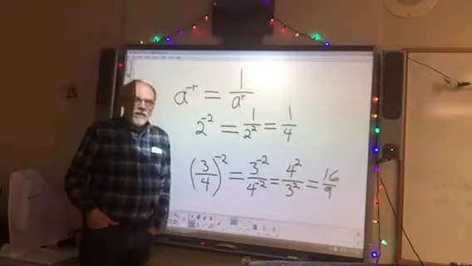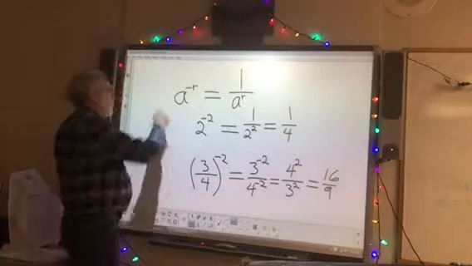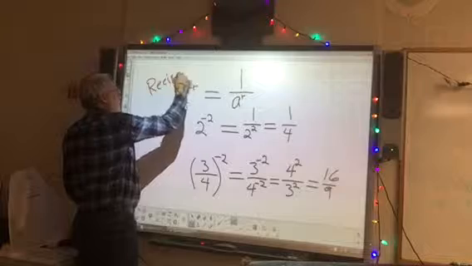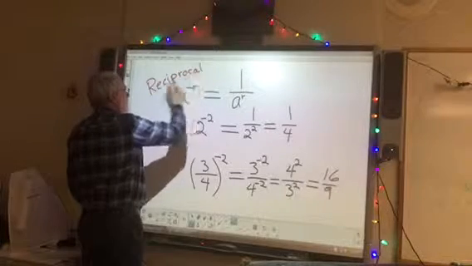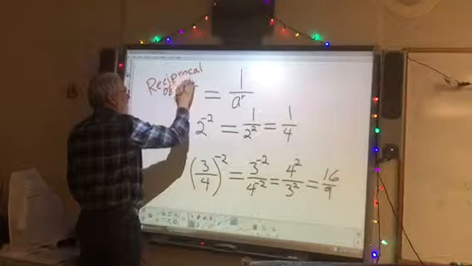Here's 2 more rules, and I don't have a distinct name for them, but unless you want to call this the reciprocal of powers. That's not a powers.